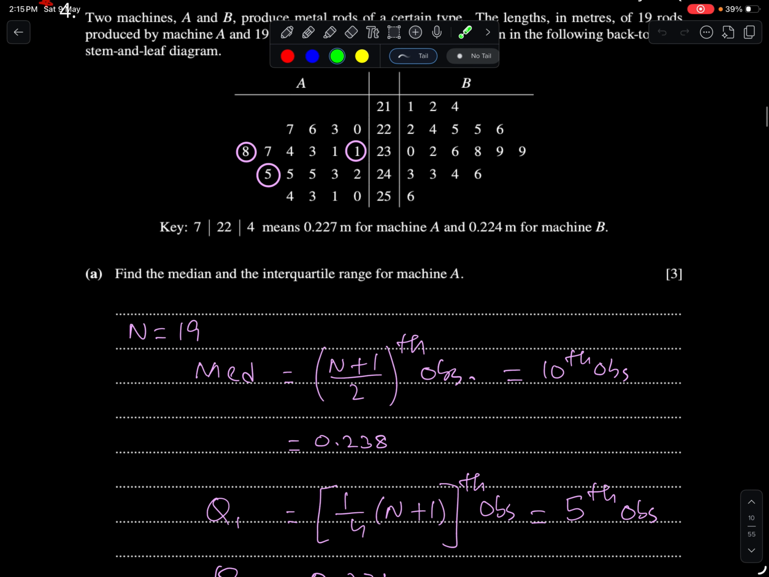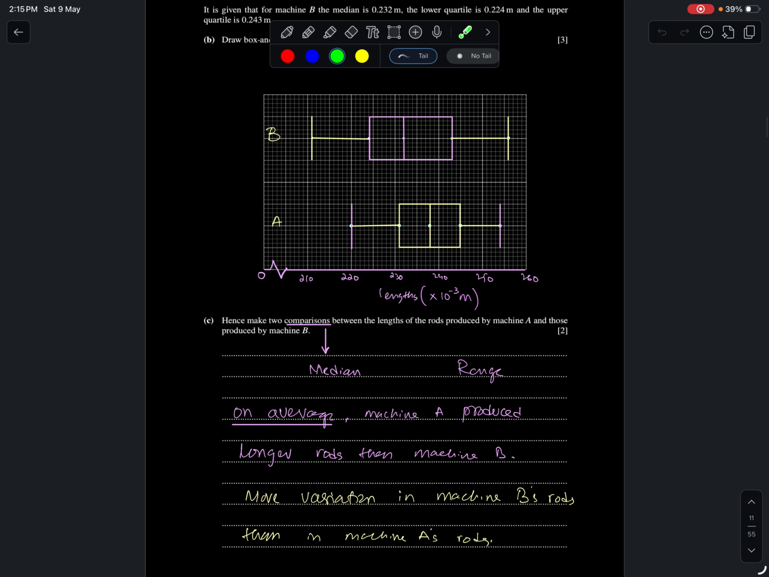Comparison. Remember, in a box plot, always use two things, median and range, to compare the boxes. Since the median of A is greater than the median of B, you have to say on average, you must mention on average. This means you are comparing their medians. On average, machine A produces longer rods than machine B. Okay? Because A has the greater median.